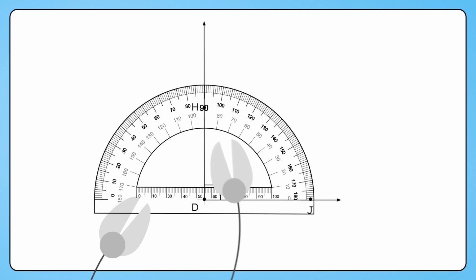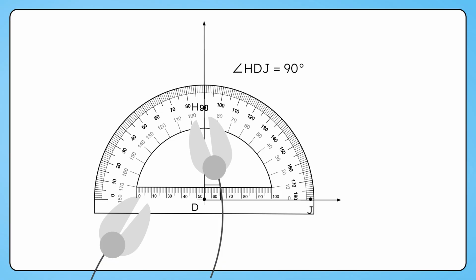Now follow the other ray. Where does it cross the protractor? It measures 90 degrees, so we know for sure that angle HDJ is a right angle. Even when an angle looks like a familiar type, using a protractor helps us measure precisely.